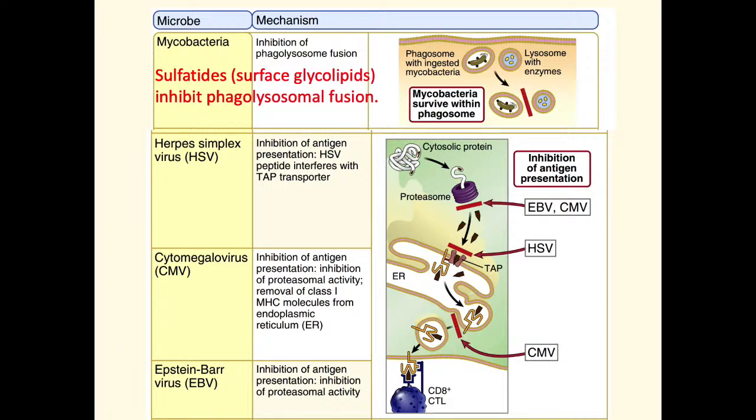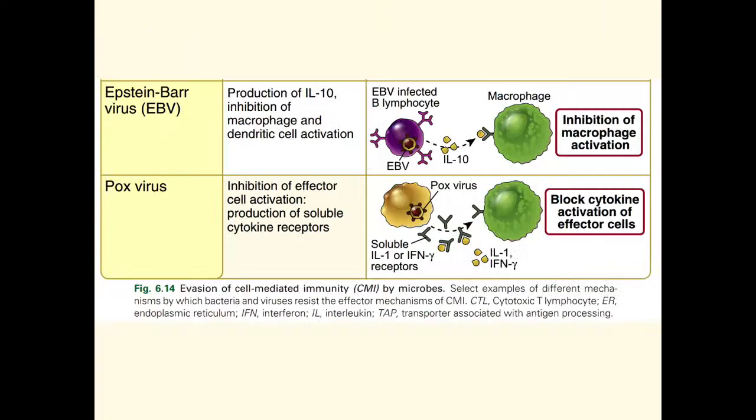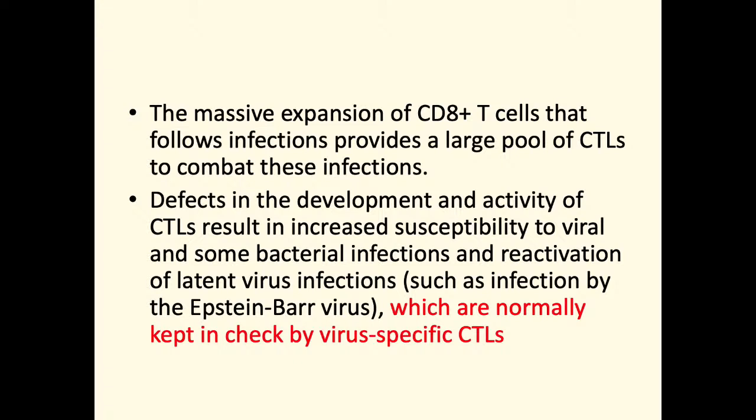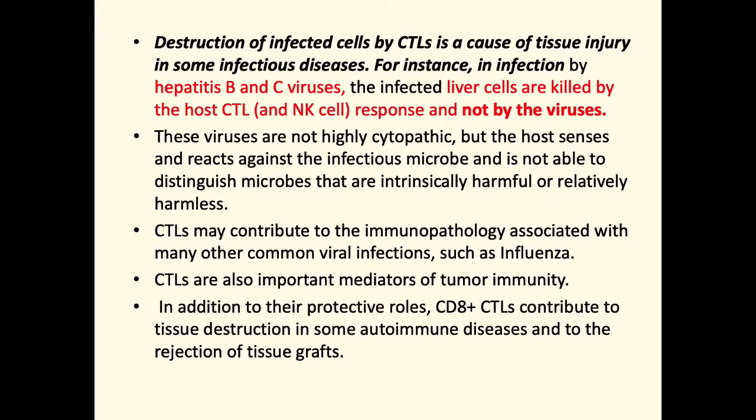This may be the same for cytomegalovirus and also Epstein-Barr virus. They use different mechanisms. Other than this, Epstein-Barr virus also releases interleukin-10, which is important for decreasing the immune response, and therefore decreased proliferation of T cells. Okay.